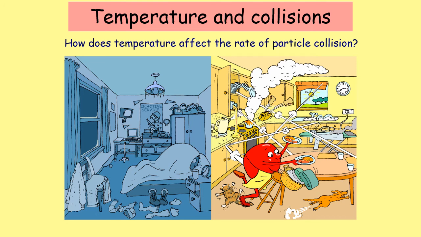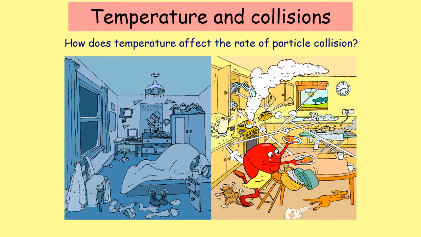Now these two pictures represent a particle that's cold compared to a particle that's hot. The picture on the left is the particle that's cold. A particle that is cold doesn't have a lot of energy, and if it doesn't have a lot of energy, it stays in one place. It doesn't move around a lot.